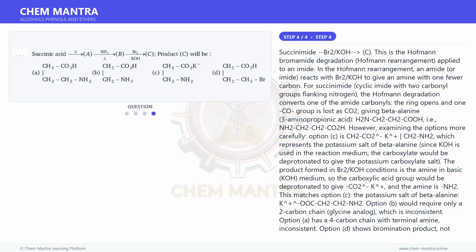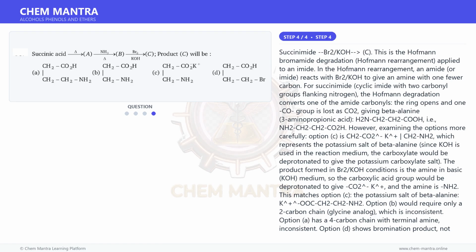And for the final step, succinimide with Br2/KOH gives C. This is the Hofmann bromamide degradation, the Hofmann rearrangement, applied to an imide. In the Hofmann rearrangement, an amide or imide reacts with Br2/KOH to give an amine with 1 fewer carbon.